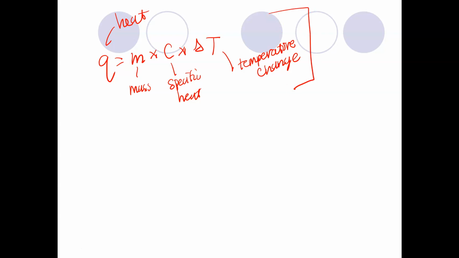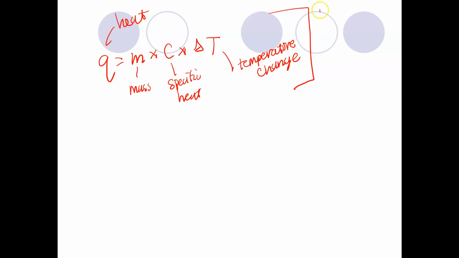But when we're doing a phase change, the temperature doesn't actually change. When water is boiling, it stays at 100 degrees Celsius the whole time it boils. So when you're boiling your water on the stove to cook your macaroni and cheese, once the water gets to a boil, it's going to stay at 100 degrees Celsius. It's not going to change, okay? So there's no delta T for a phase change. That means this equation doesn't work for phase changes.